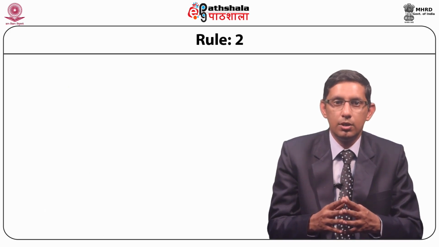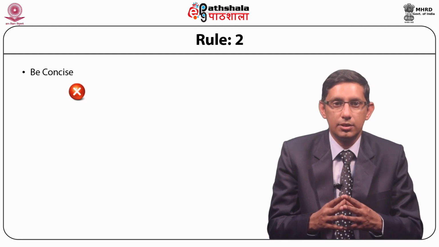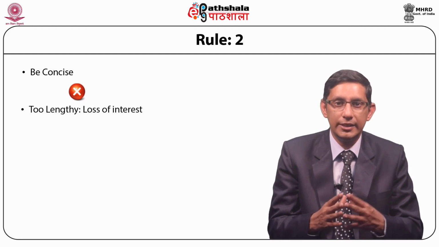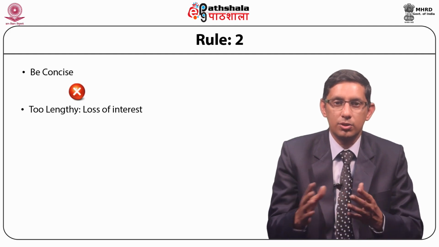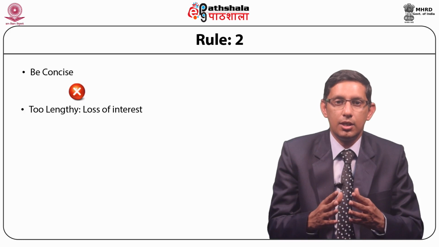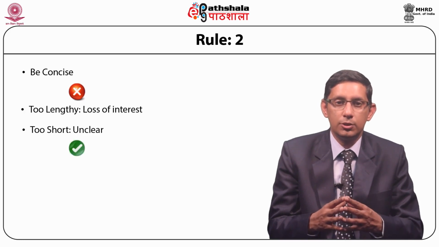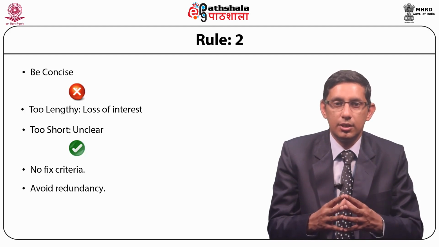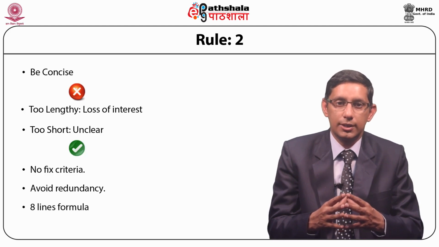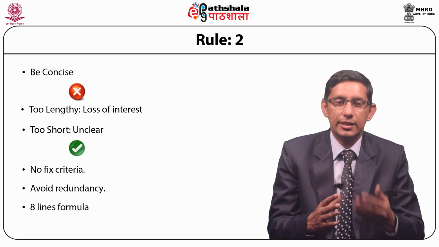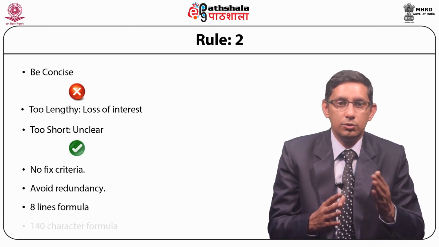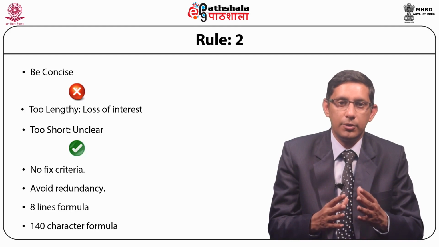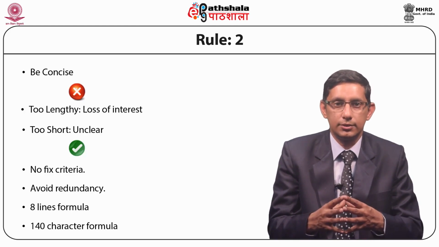Rule 2. Be concise in your message. Your message should not be too lengthy as it creates loss of interest among the receivers. Also, it should not be too short, so that the message is unclear. Although there is no fixed criteria about the length of the message, you have to try to avoid redundancy in your message. You can use the 8 lines formula. That means do not write more than 8 lines in an email message, and you can follow the 140 character formula, where you do not write more than 140 characters.